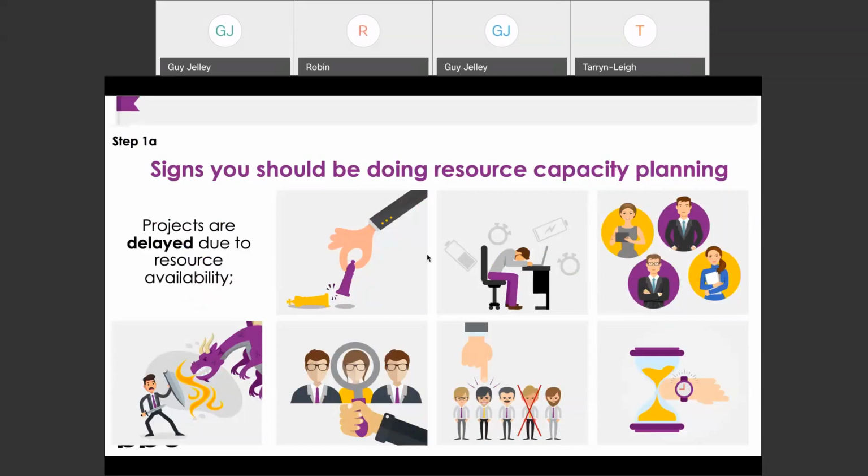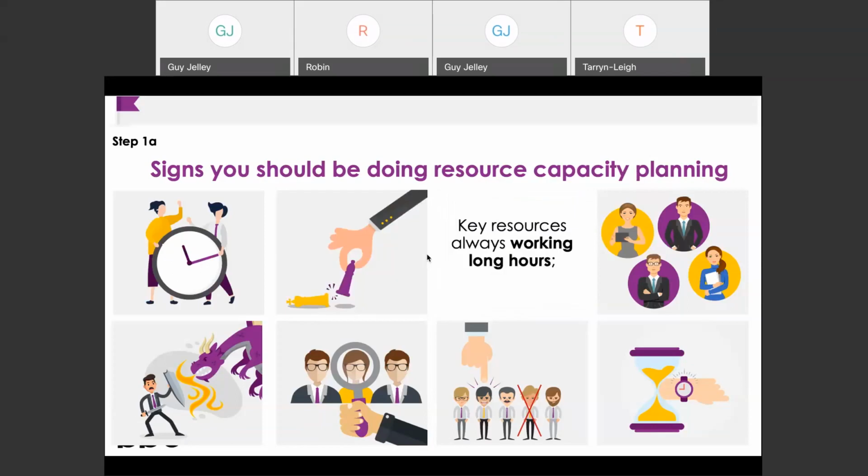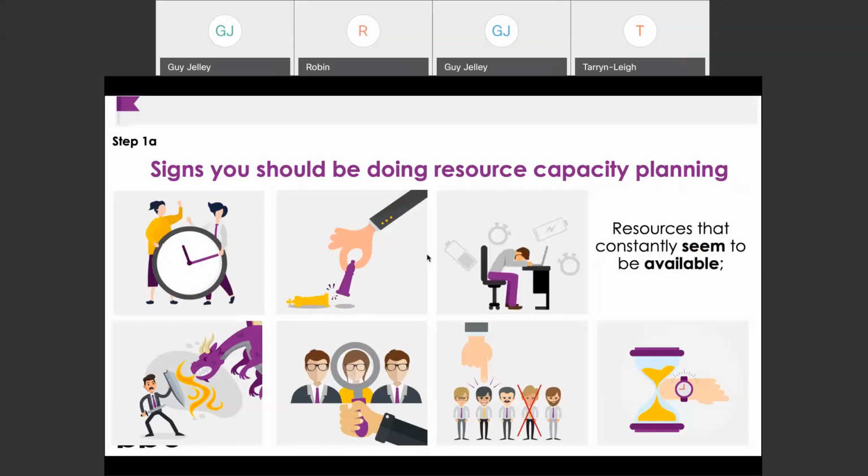So probably the number one thing is projects that are delayed, and when you try and understand why, it's because key resources are not available or resources are overcapacitated. So if you keep seeing that, there's a potential that you need to start looking at resource capacity planning. Resources moving between projects irrespective of the priorities. So project managers fighting for a resource, securing a resource, and the next week that resource being redeployed somewhere else based on something else, and having to refight for those resources. Some key resources always working long hours, always overcapacitated, always running behind. And then worse, other resources that constantly seem to be available, yet for whatever reason are not fully utilized.